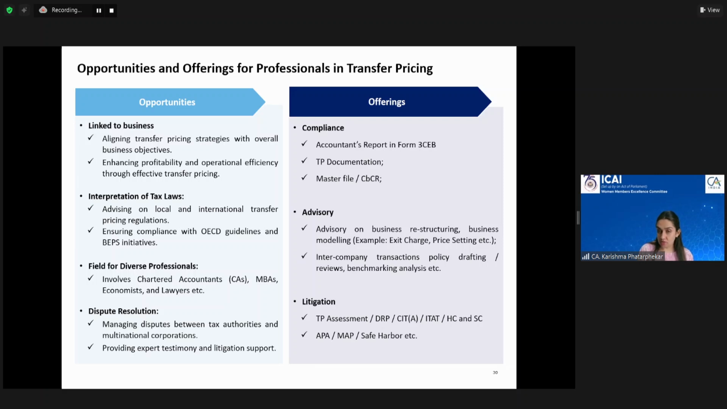How should I plan the transfer pricing, right? I'm planning this business restructuring. How should I do it so that I comply with transfer pricing? And then it's more of a planning and advisory.